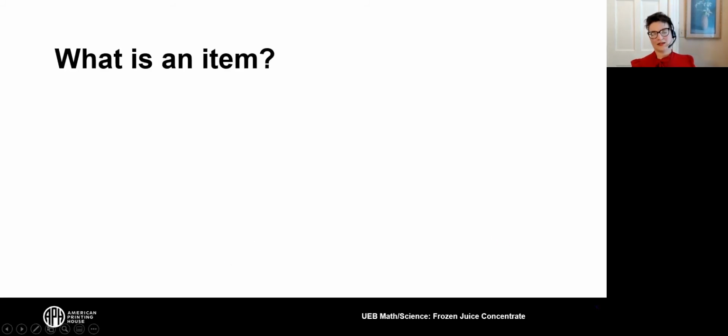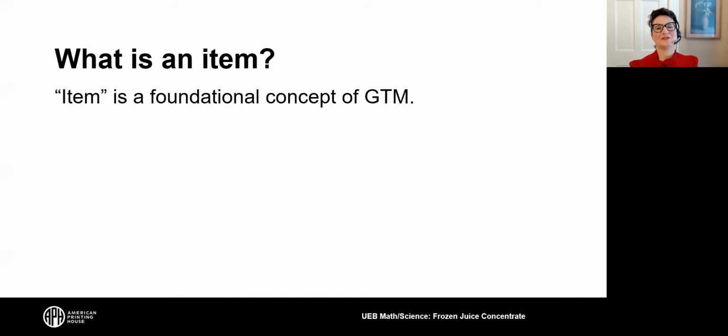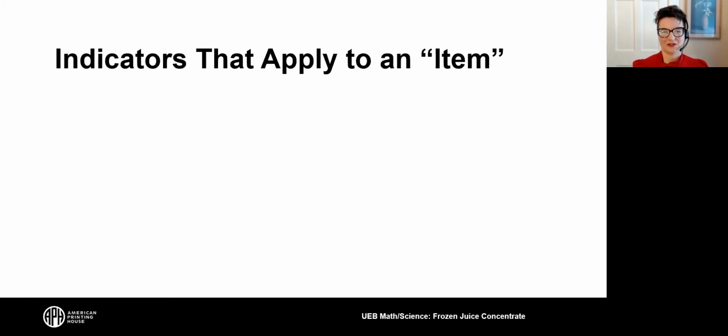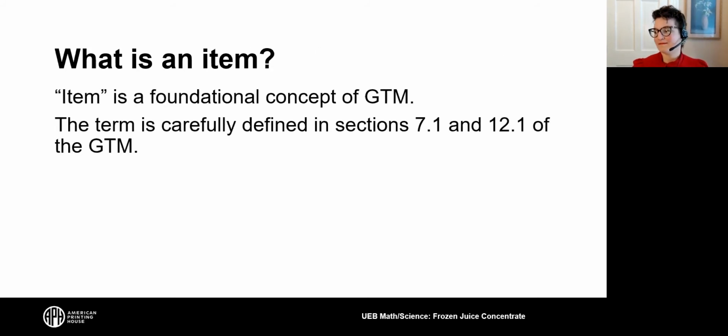I said the word item a lot. I also said earlier that it is foundational, or key, to UEB and carefully defined in the guidelines for technical material. So the term is defined in sections 7.1 and 12.1 of the guidelines for technical material. And you know what? Let's be very responsible and open it up.